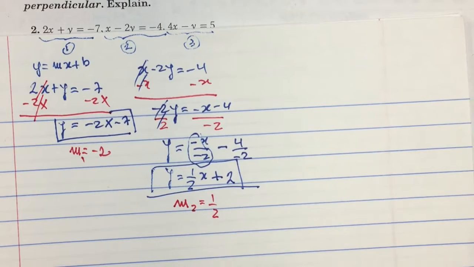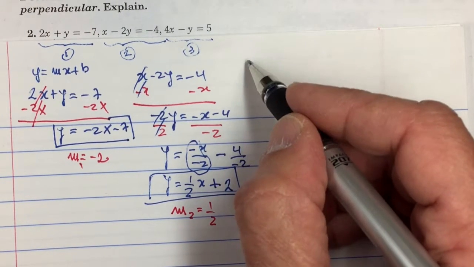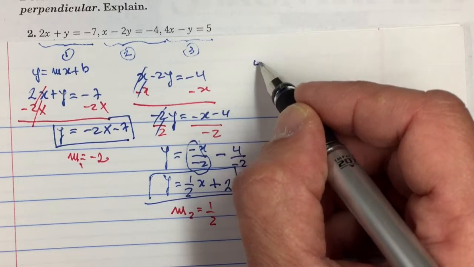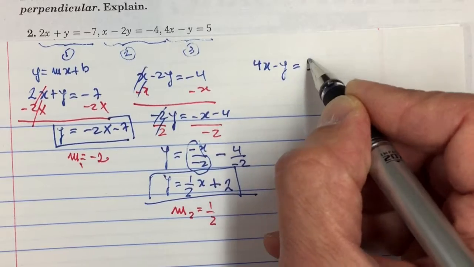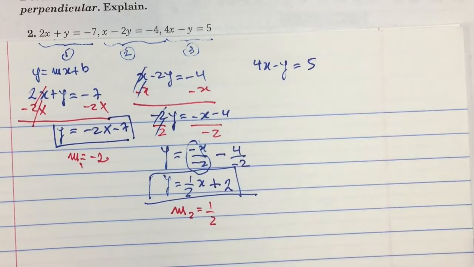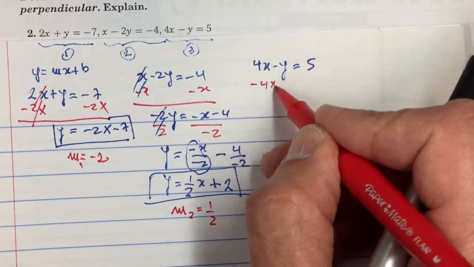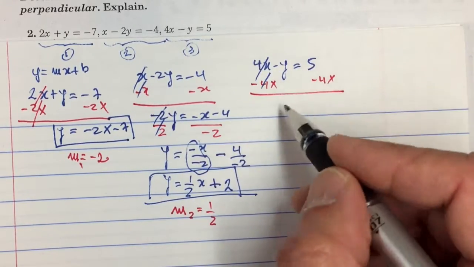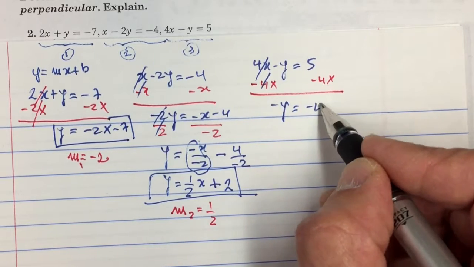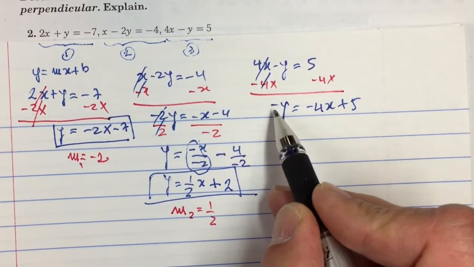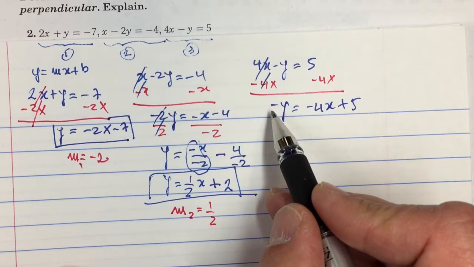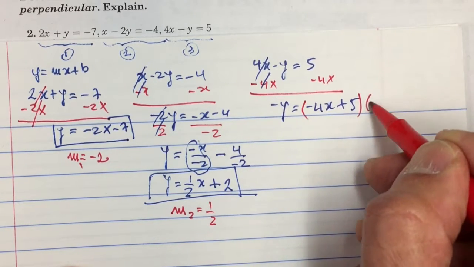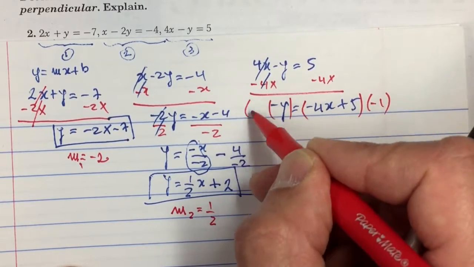I'm going to find the last one now. My equation number 3, I'm going to change it to slope intercept. I'm going to rewrite it for 4x minus y equals 5. I'm going to get rid of the 4x by subtracting 4x from both sides. This goes away. Negative y equals negative 4x plus 5. This is a negative 1, so I'm going to get rid of the negative 1 by multiplying everything by negative 1.